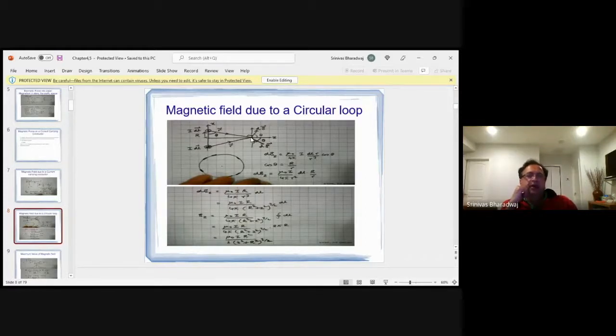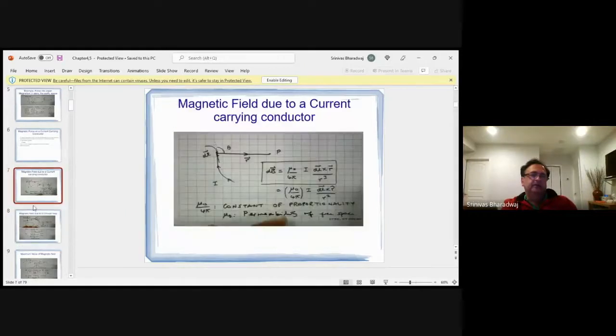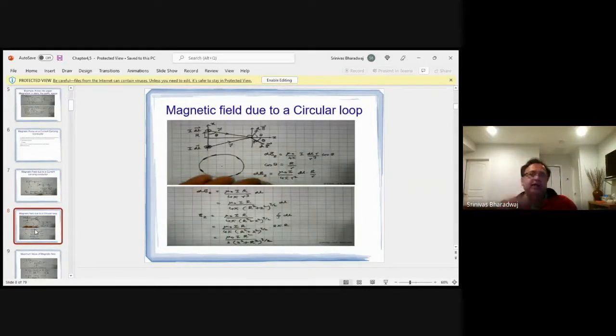Now, instead of an infinitely long conductor, suppose you have a circular loop. For an infinitely long conductor, dl cross r will always be like that, so dl cross r is in that direction and it will circulate. The conductor is like this, and dl cross r will go that way.